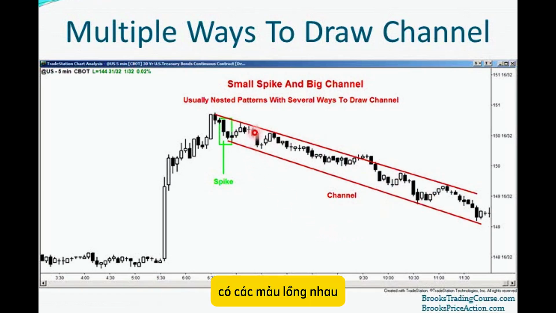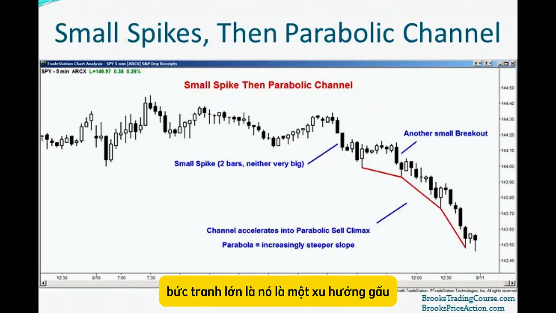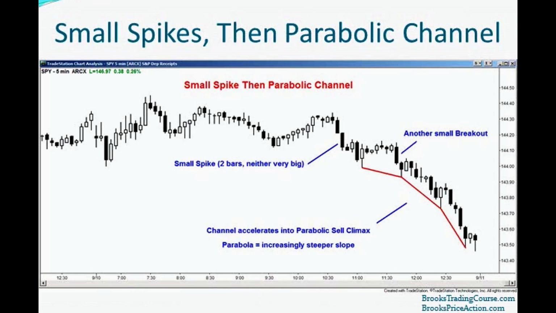There are nested patterns, patterns within patterns. Here's a spike and a micro channel, another spike, channel. You just don't want to lose sight of the big picture. The big picture is it's a bear trend.